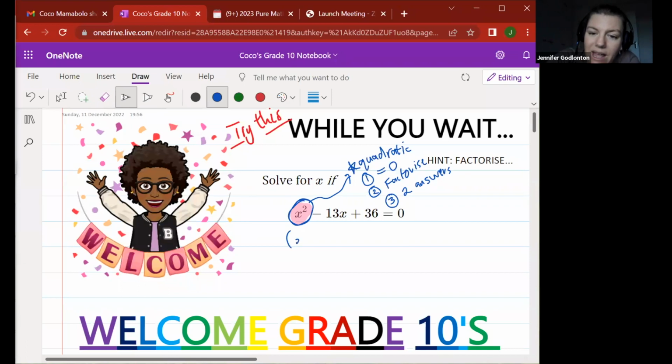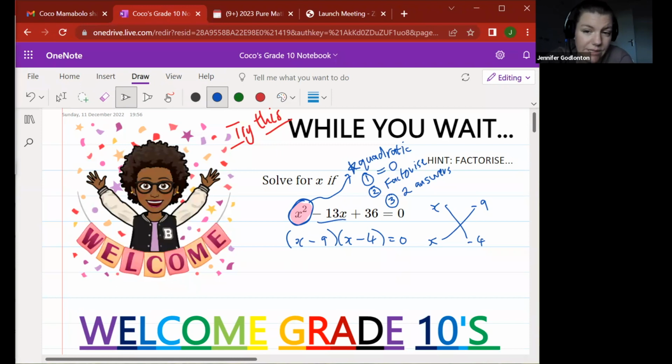Okay, so we're going to have x minus 9, x minus 4, and that's going to be equal to 0. So remember your cross method. If they're both x's on the side and we're splitting up our factors of 36, if I have a 9 and a 4, we multiply. So x times 4 would be 4x. We need both of those to be negative because we need a negative 13x.